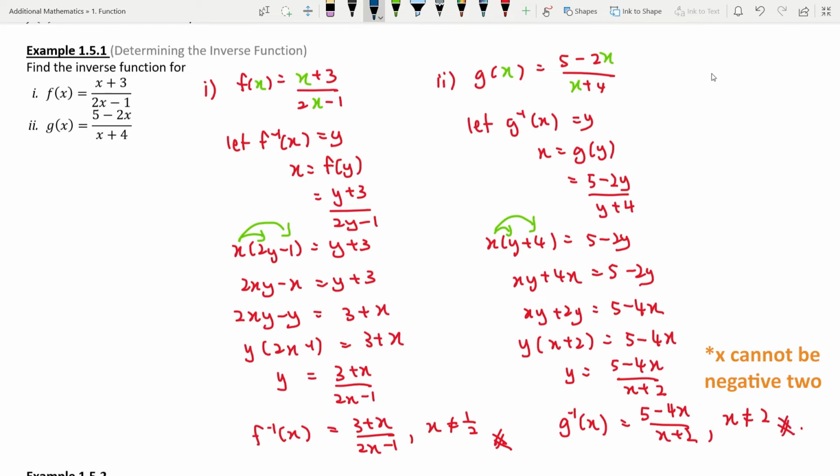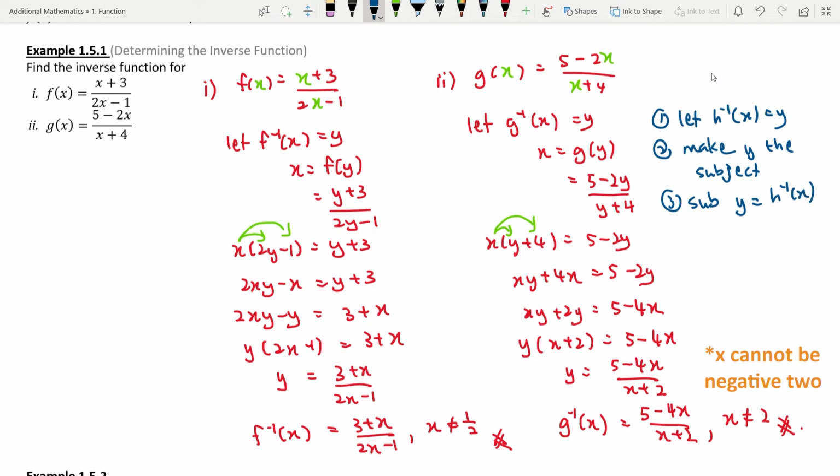Basically, to find the inverse function, first step, we let the inverse of the function equal to y. Then we make y the subject. And lastly, substitute y equal to h inverse back to the equation.